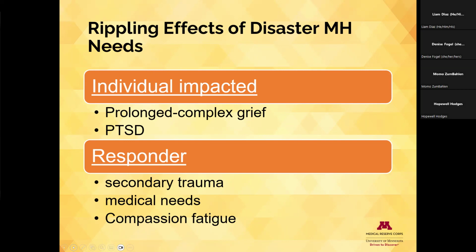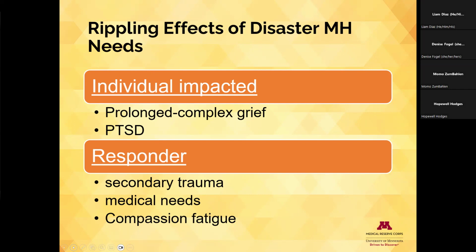As a responder, we want to be aware of secondary trauma and even medical needs and compassion fatigue that follows the work that we do as responders. One of the important pieces that occurs with emergency response is that we're always responding in teams of 2 at the very least, and making sure that there's consistent supervision over the response teams so that support can be provided.